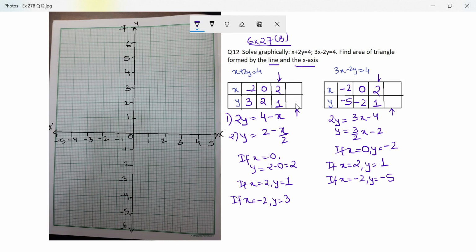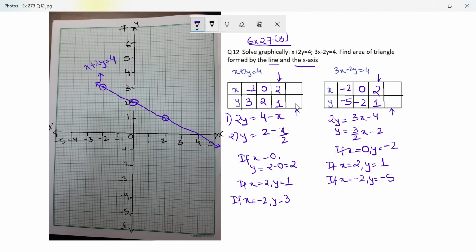So let's just plot this. This is negative 2 with 3. The next point is 0 with 2. And then the last point is 2 with 1. Like I've said earlier, I do not have access to a scale on this software, so you use your scale nicely and draw this line, joining them nicely. So this is my line x plus 2y is equal to 4.